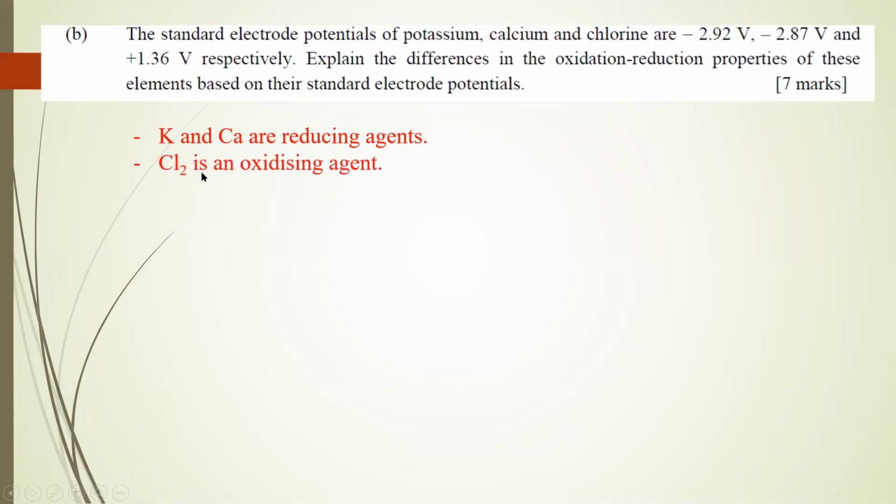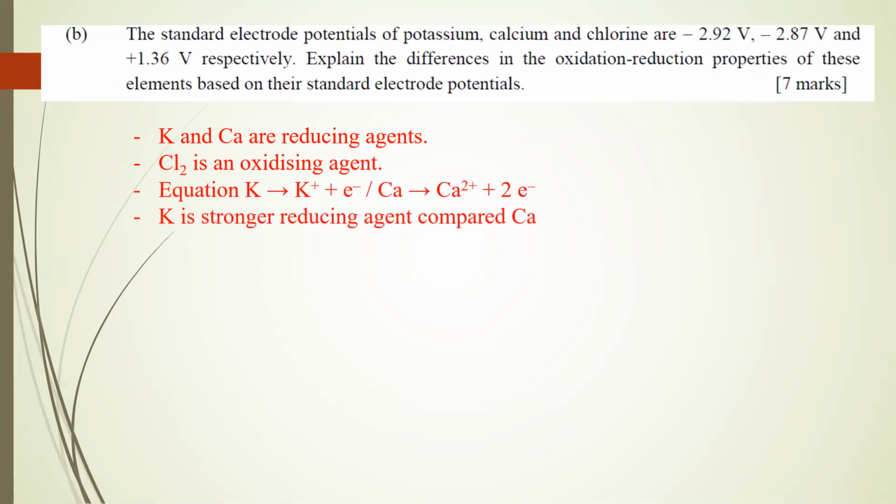Okay, so when you have two or more in the same category, they ought to be represented. The representation in here, we can explain by using K gives K⁺ + e⁻, or Ca gives Ca²⁺ + 2e⁻, which means that they are electropositive metals that are ready to donate electrons. However, since potassium has a more negative E° value, potassium is a stronger reducing agent compared to calcium in here. Why? Because the E° value is more negative.